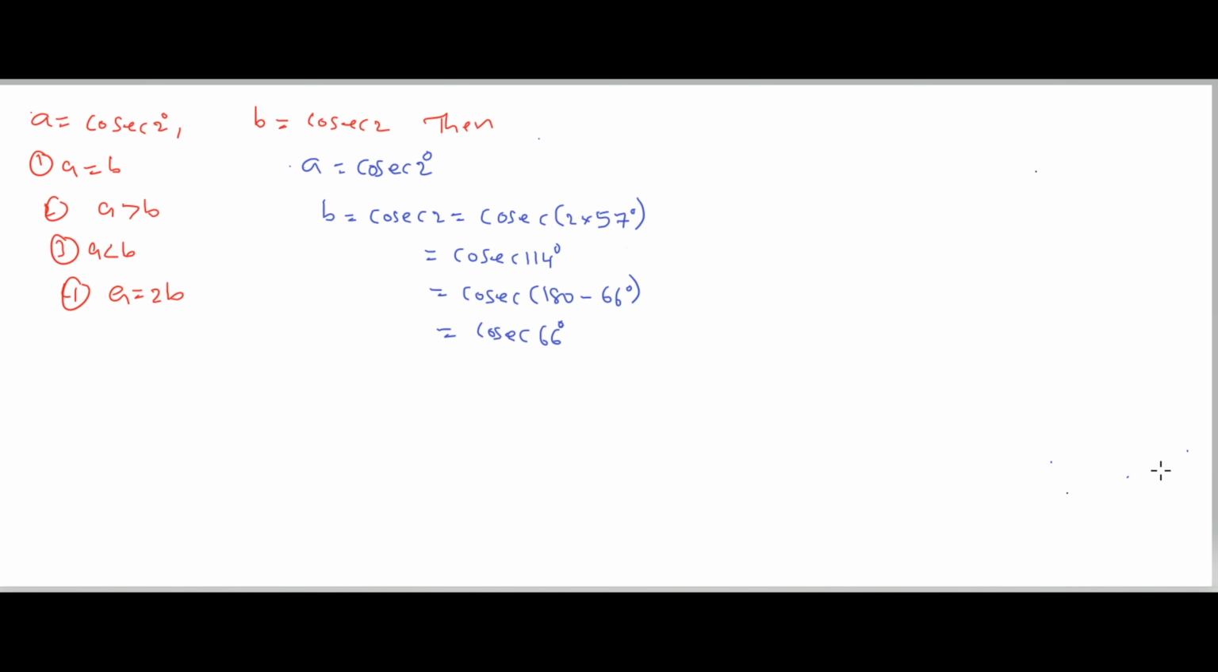Here 2 degrees is less than 66 degrees, because cosec x is a decreasing function, decreasing in Q1. So cosec 2 degrees is greater than cosec 66 degrees, that is a is greater than b. That is the second option.